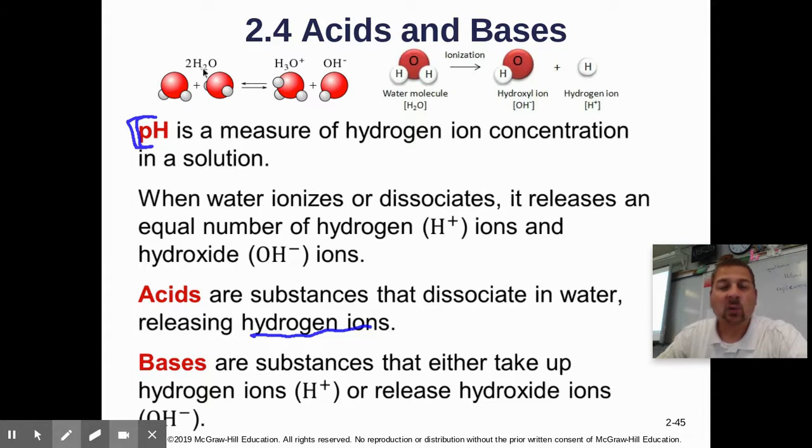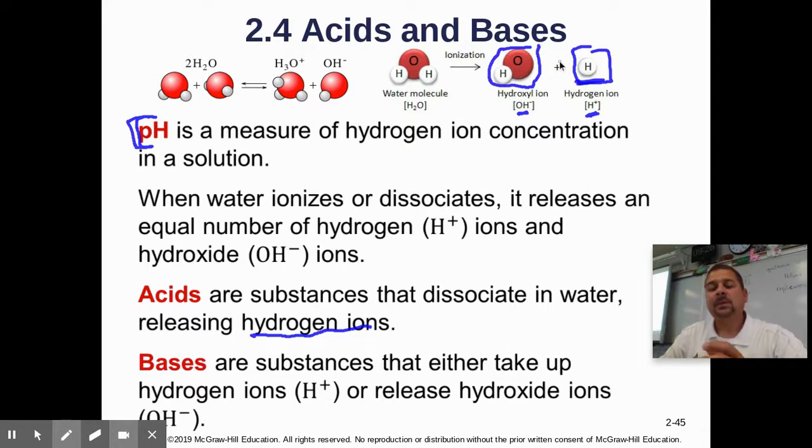So up here, water will naturally dissociate. You have H2O, an oxygen and two hydrogens. Water will split into an OH group here and an H plus group over here. And so this releases H plus ions and OH negative ions. Anything that releases H pluses.